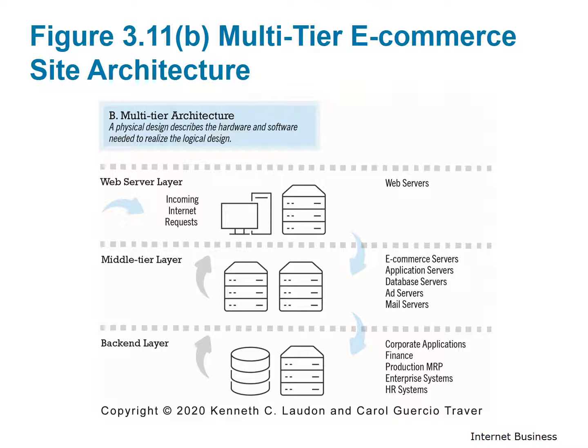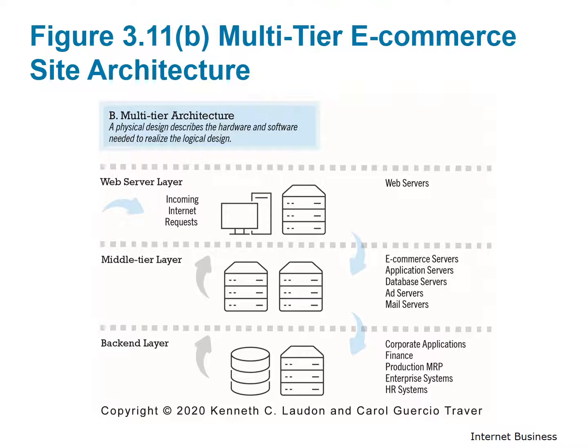And then figure 3.11b, multi-tier e-commerce site architecture. Multi-tier architecture: physical design describes the hardware and software needed to realize the logical design. In a multi-tier architecture, a web server is linked to a middle tier layer that typically includes a series of application servers that perform specific tasks, as well as to a backend layer of existing corporate systems.